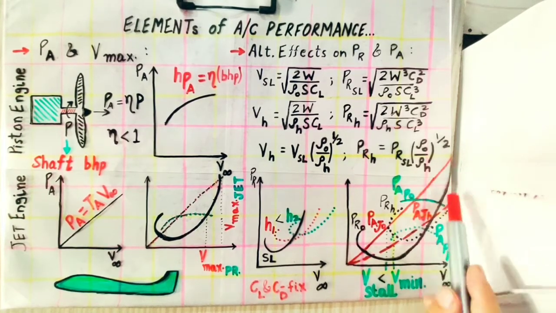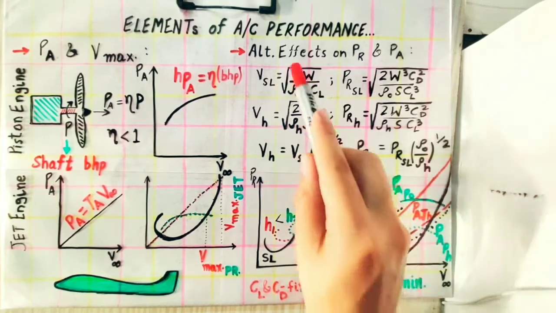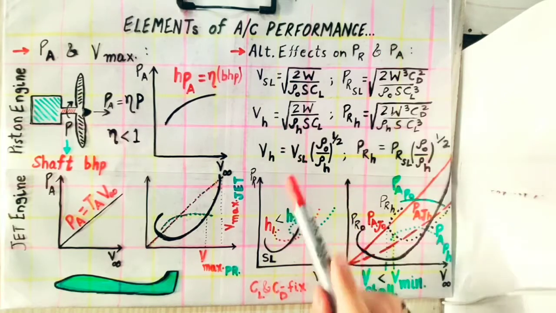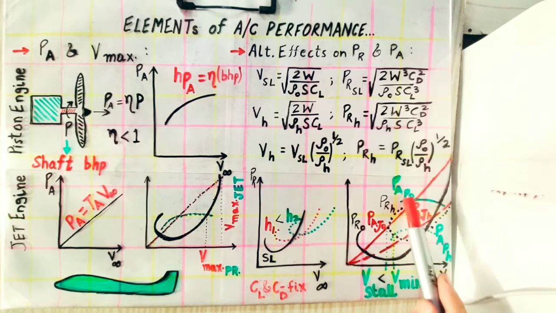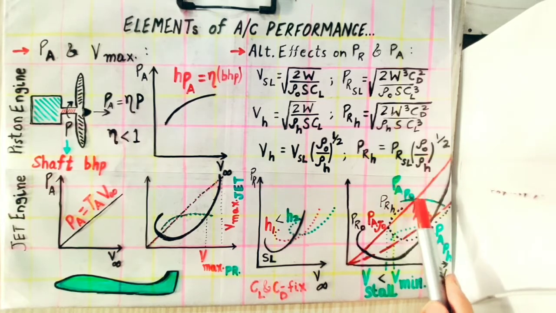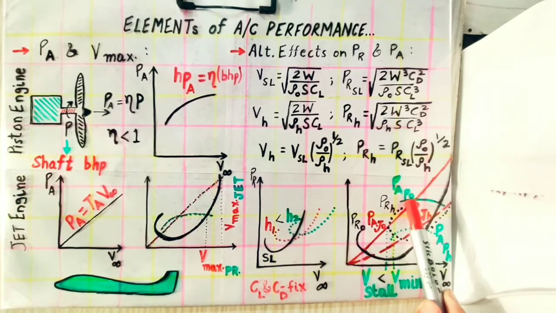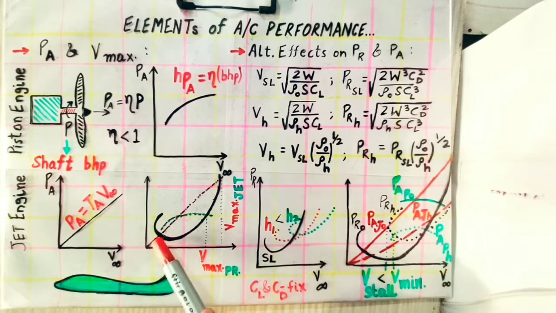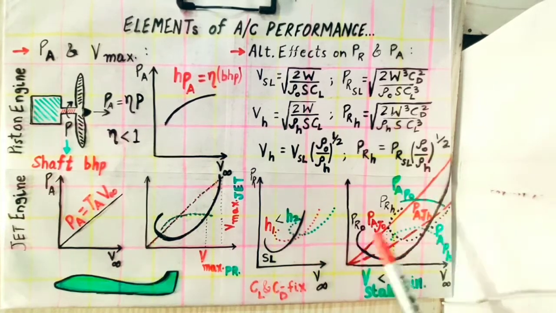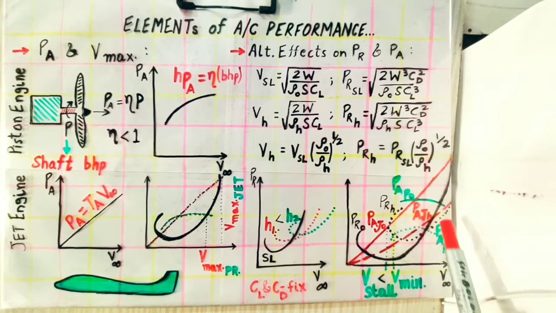So from here we got sea level maximum velocities for jet engine and propeller engine. With increasing height density decreases, and we will see that the power available curve goes down for the propeller engine. This green one is power available for the propeller engine at sea level, and when the aircraft moves from sea level to a height, the power available curve moves down. Also the power available for the jet engine, which is the y equals mx curve for sea level, moves down or gets a little downward slope, which is given by this dashed red line.